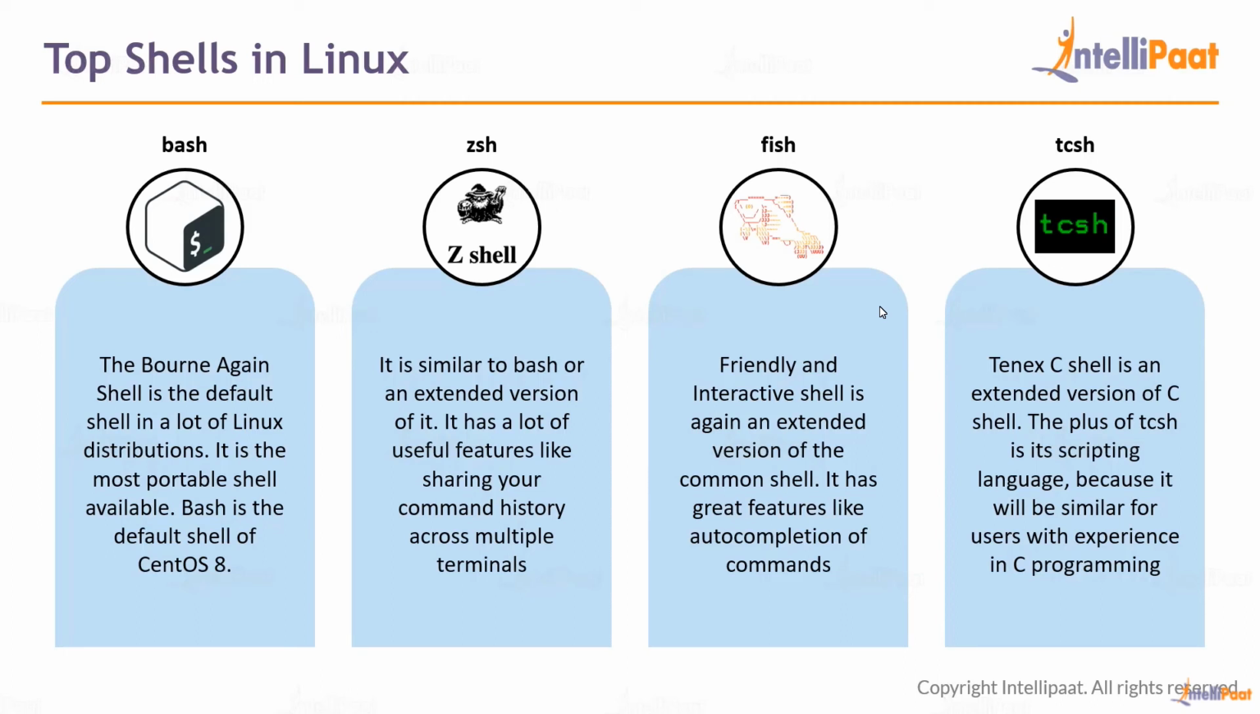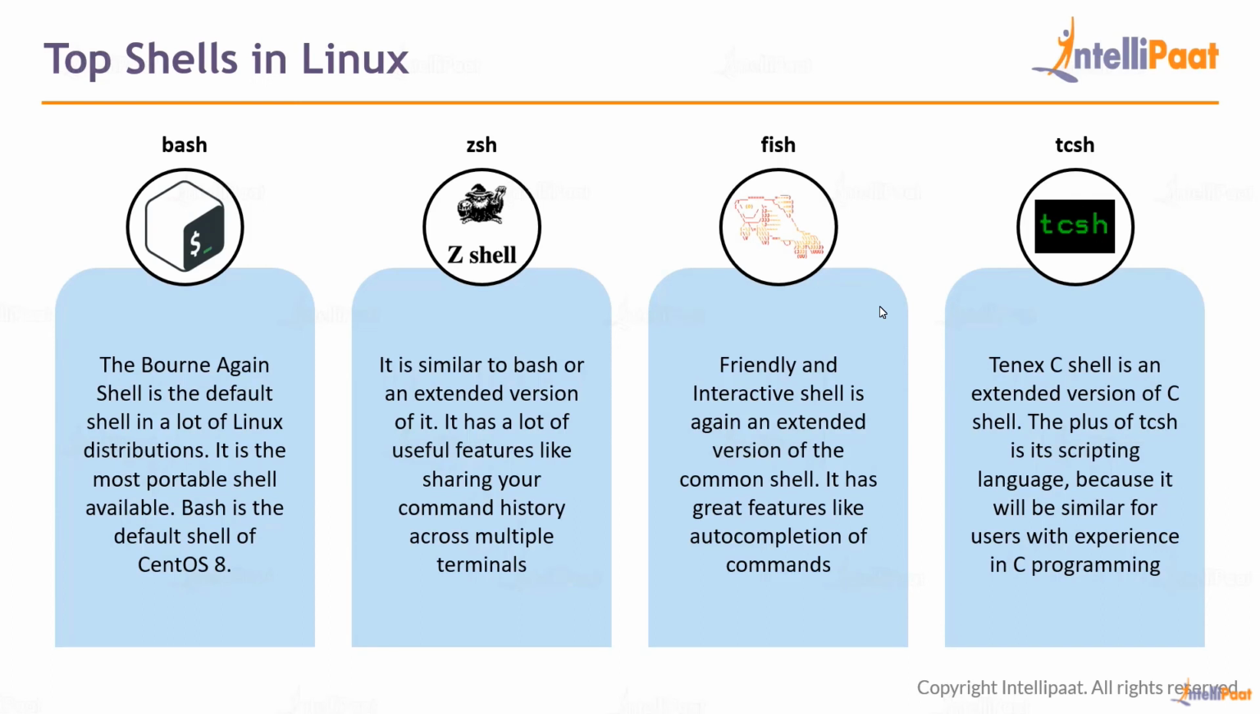And then TCSH, the next C shell, is an extended version of C shell. There is another shell, basically CSH or the C shell. The C shell is written mostly in the C programming language. That is why it is called the C shell. And TCSH is again an extended version of the C shell. They've taken C shell and added more capabilities to it. The plus of TCSH is that it is a scripting language which will be similar for users who already have experience in C programming. So that's the benefit of TCSH.